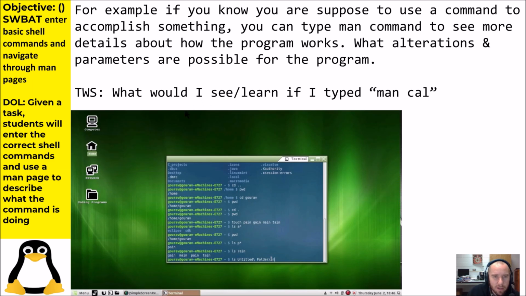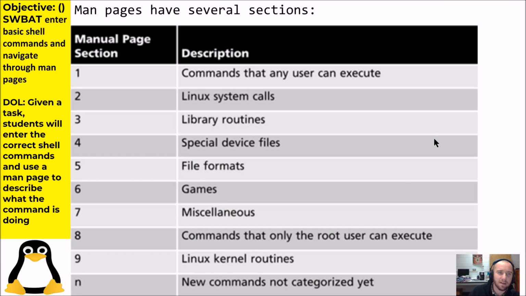And then you tell me, what am I looking at, or what would I be learning after I type in that command? Something you should know about these man pages is they're all broken down into these sections. So section 1 will be about commands that just any user can execute, whether you're root or not. The second section will talk about Linux system calls. The third one has these library routines in them. The fourth section is about special device files. Number 5 is file formats, 6 is games, 7 is miscellaneous, and so on.